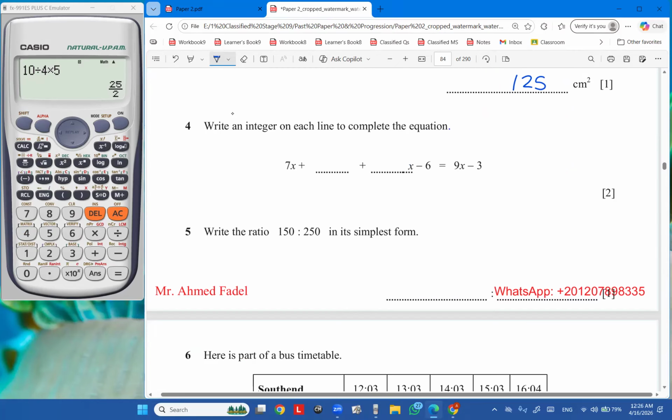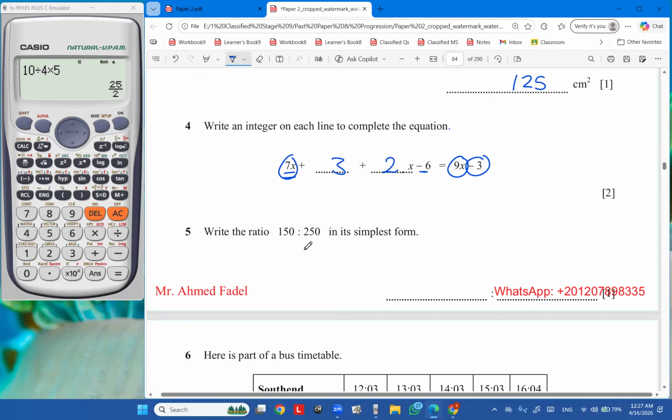In question 4, they're requesting from you to write an integer on each line to complete the equation. So here we got 9x and we've got 7x. So definitely we need 2x more with the 7x in order to become 9x. And here we've got also -6, but the answer is actually -3. So what is the number that you add to -6 that gives you -3? You're going to find that it's 3. 3 minus 6 is -3.